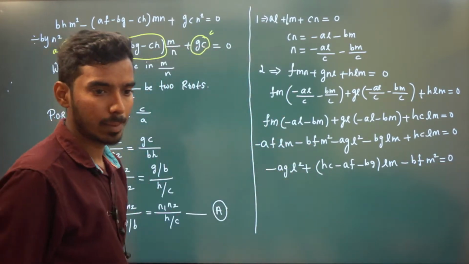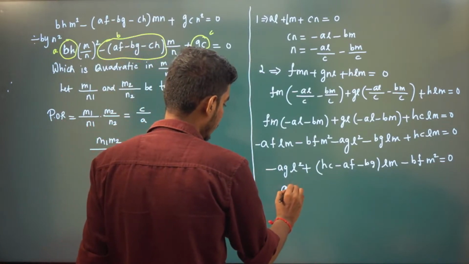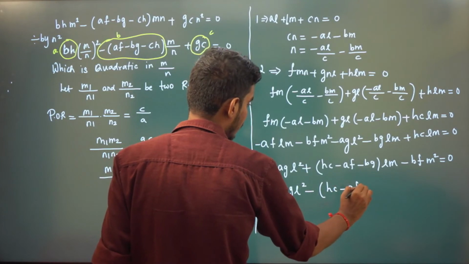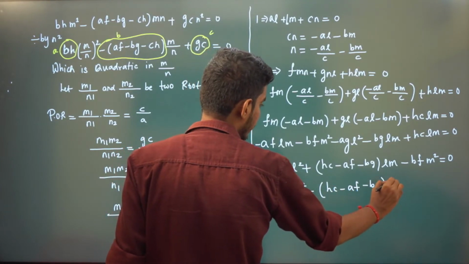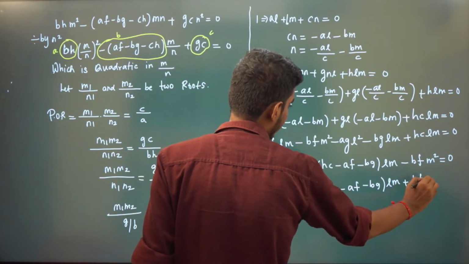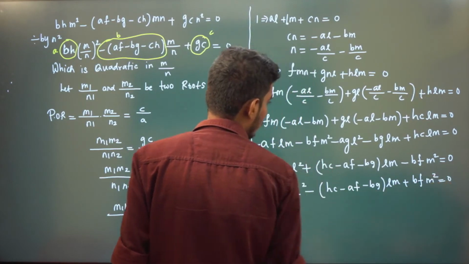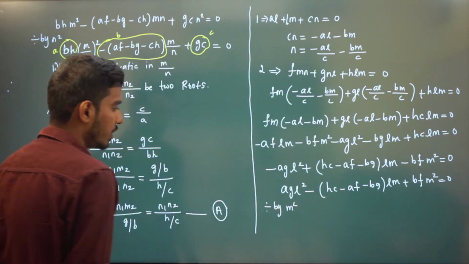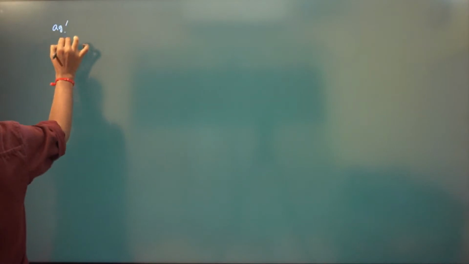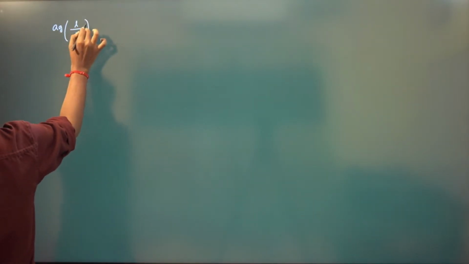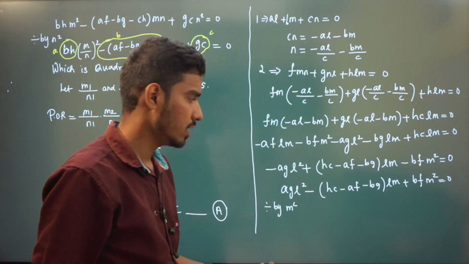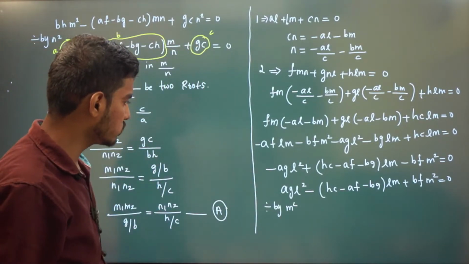Now we multiply throughout by minus. So this will be AG L square minus HC minus AF minus BG LM plus BF M square is equal to 0. So we will divide by M square. If we divide by M square, we will have AG into L by M whole square. You can either divide by M square or L square also, no problem, right?